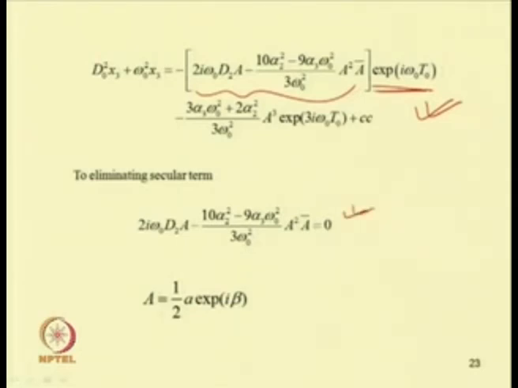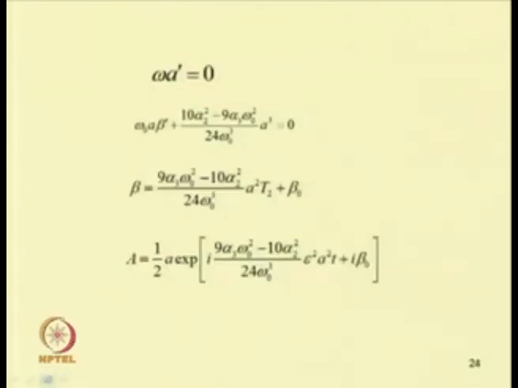Now, substituting this, as we have taken, a can be written in polar form like a equal to half a e to the power i beta. So, by taking this and separating the real and imaginary parts, we can write omega a dash equal to 0. So, this is one equation, and the second equation becomes omega 0 a beta dash plus (10 alpha 2 square minus 9 alpha 3 omega 0 square) by 24 a omega 0 cube a cube equal to 0.